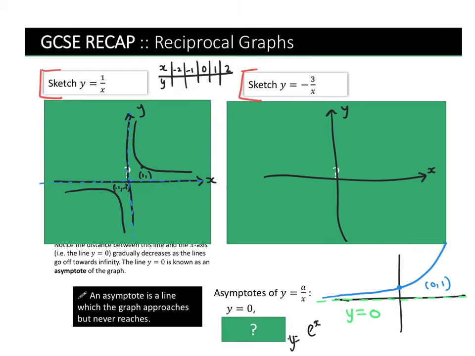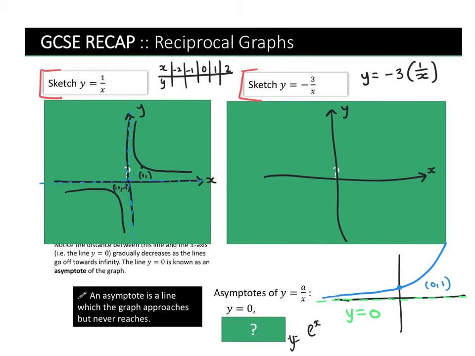So the next one says y equals minus 3 over x. If we think, we have y equals minus 3 lots of 1 over x. Is everyone happy with that? Even though I've put it outside the bracket, this is affecting the x. So we're going to divide all the x coordinates by 3, and minus 1.